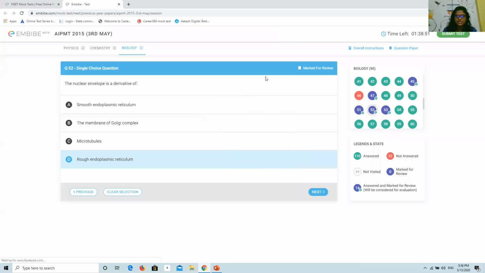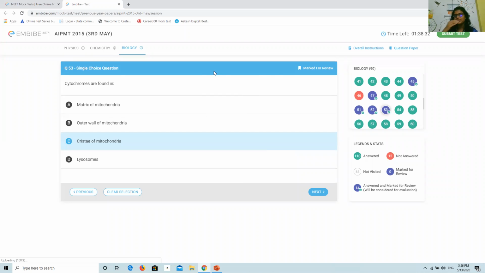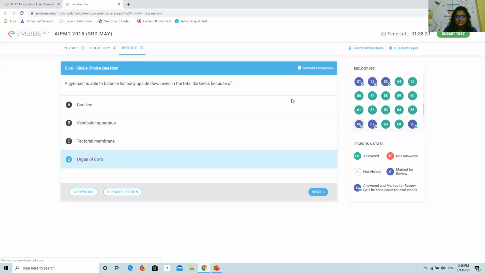Now the next question, and it is given in NCERT, so nothing much to worry about. Cytochromes are found in, even this has been mentioned in the NCERT. Cytochromes are found in the cristae of mitochondria. It has been mentioned in the NCERT. Let's move to the next.